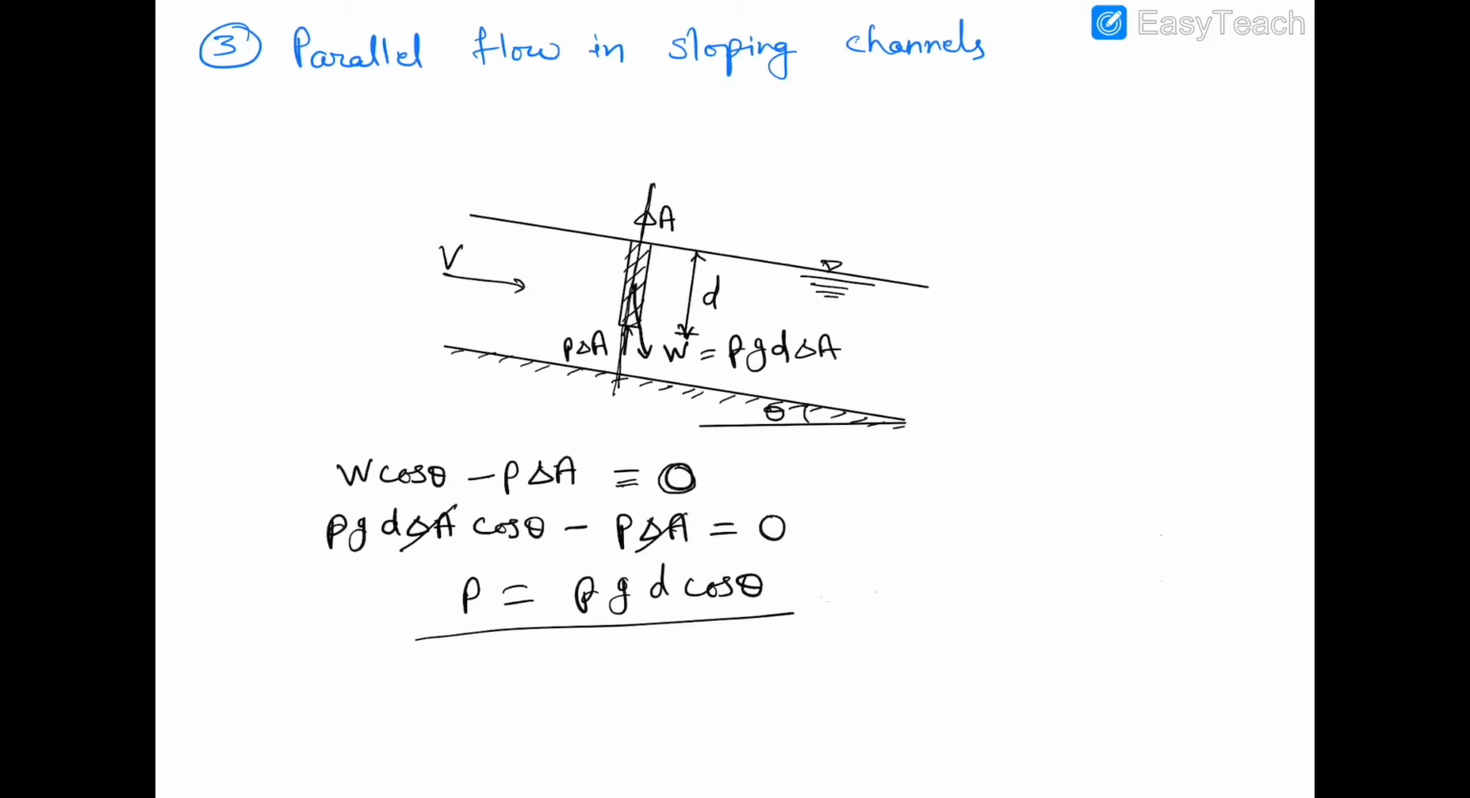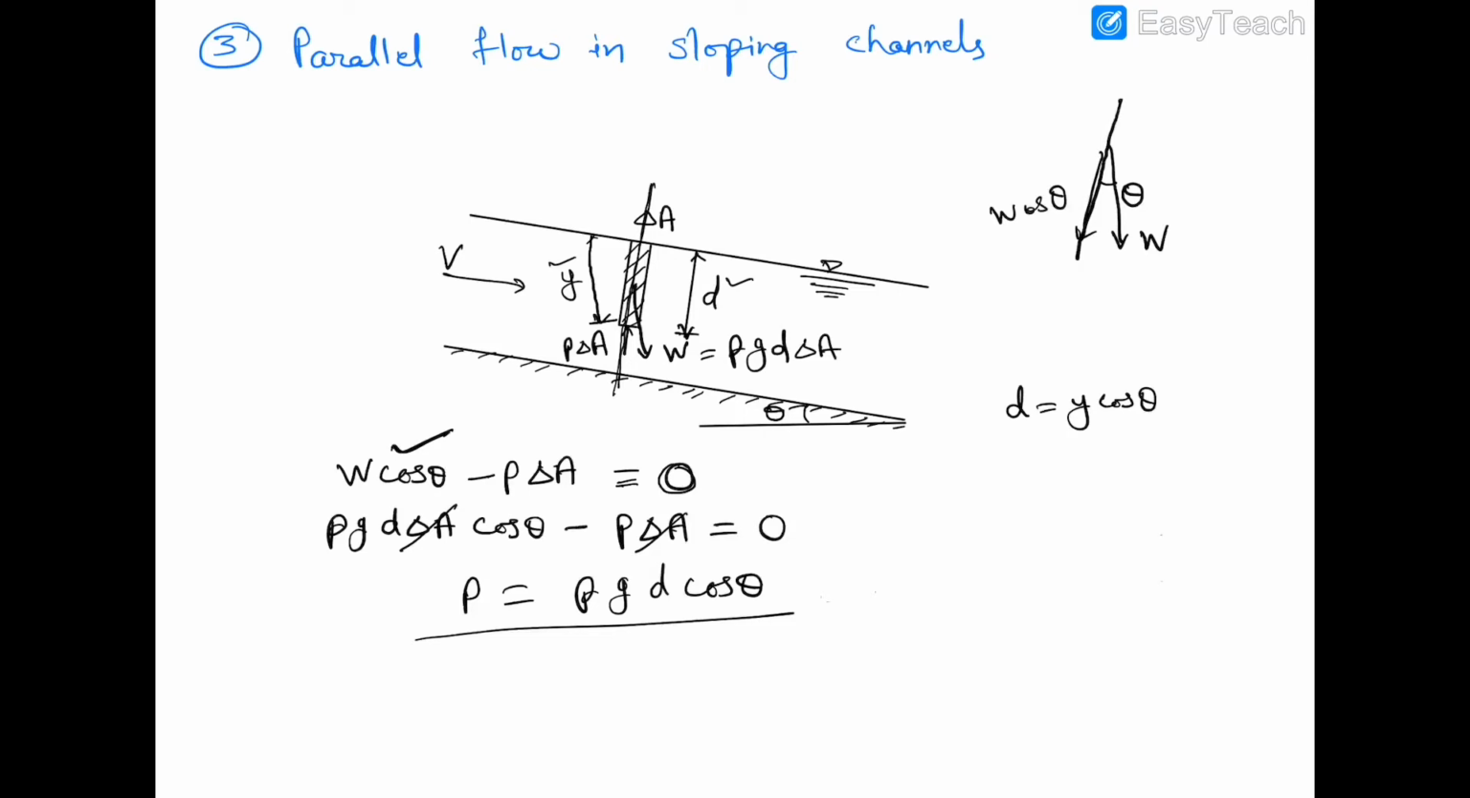Now let us consider that the depth in the vertical direction of this liquid column is y. Then the relation between this y and d will be d is equal to y cos theta. Clear? This is W cos theta. Why? Because this W is in the vertical direction and this is the normal direction, and this angle is theta. So the component of W in this direction will be W cos theta.